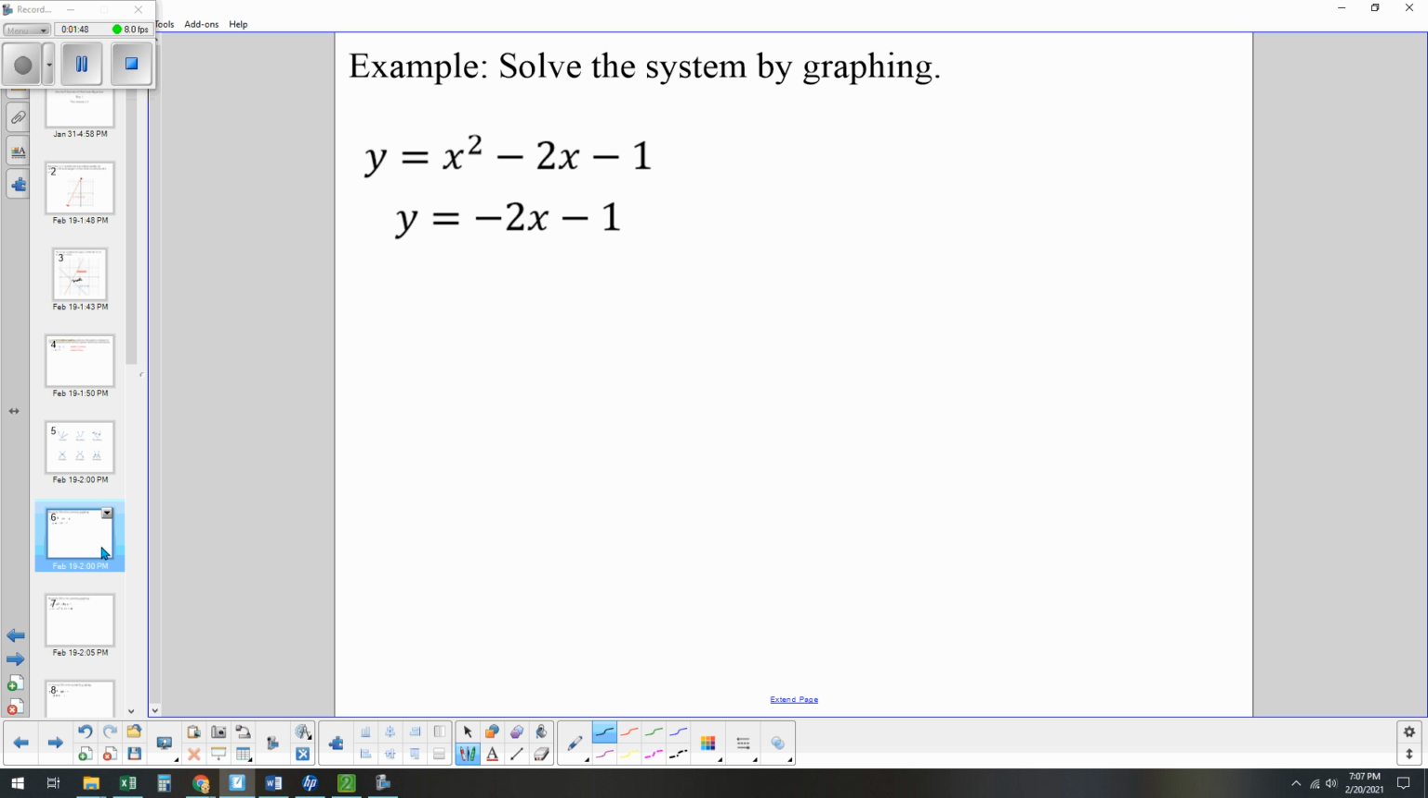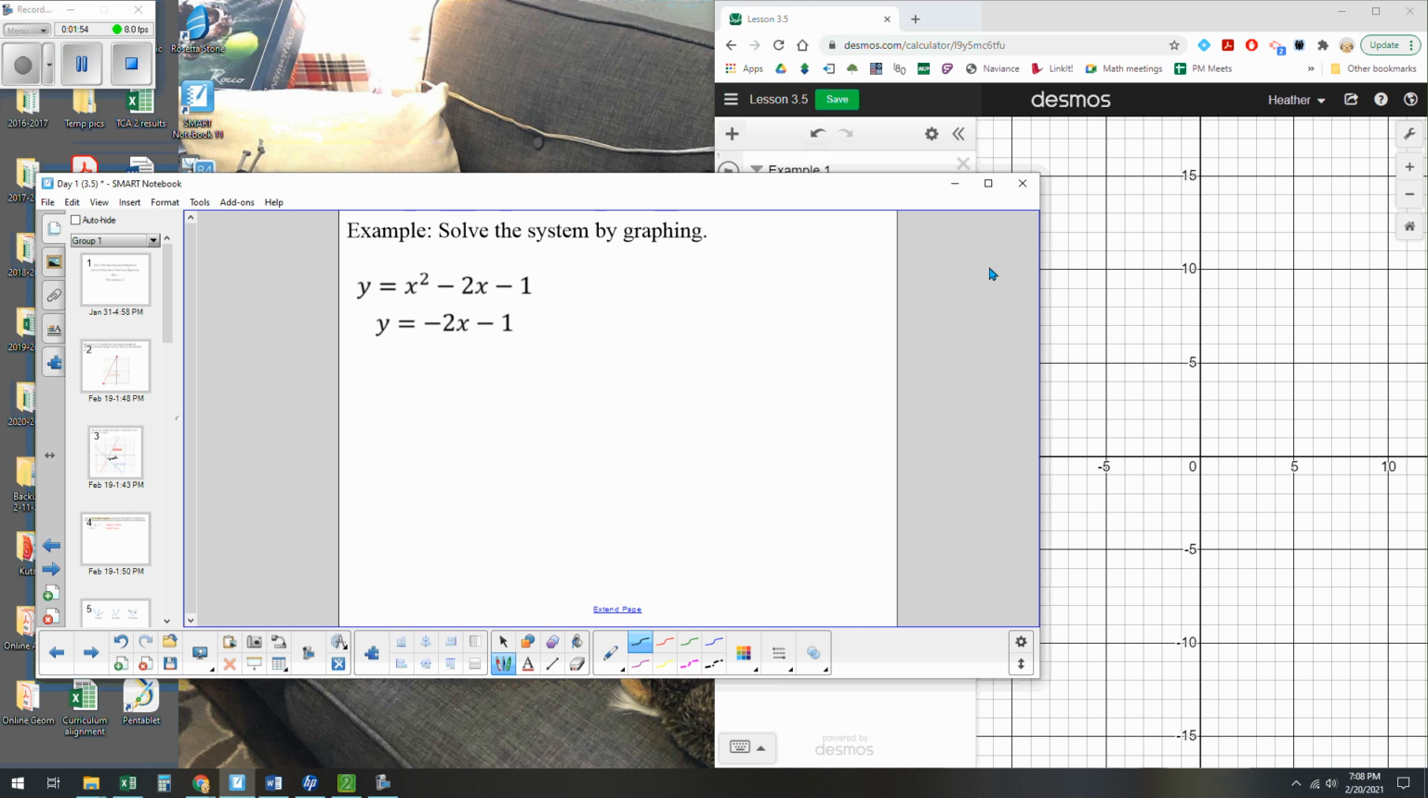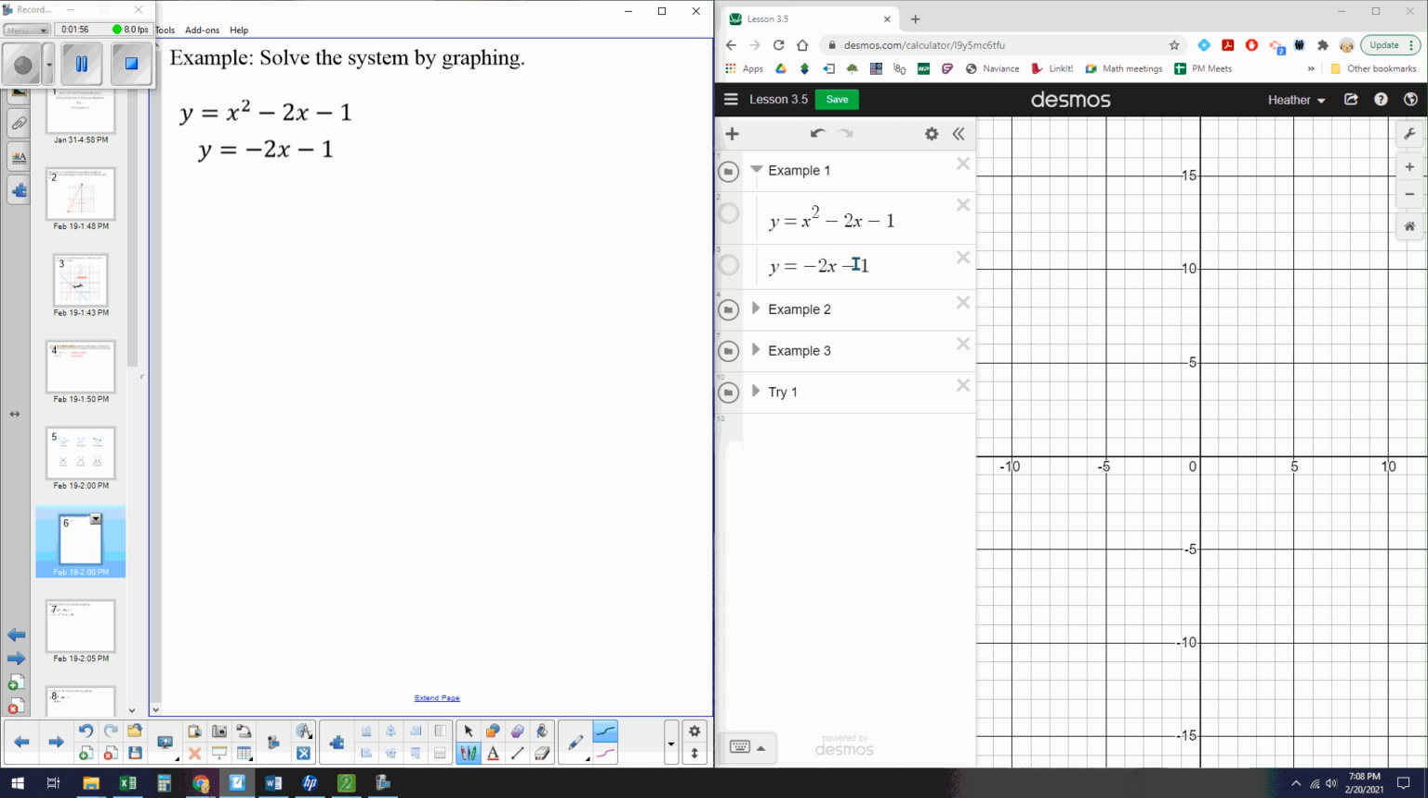So we're going to start with our solve the system by graphing. So I'm actually going to minimize this a bit. Let's get it over here. All right. So we have y equals x squared minus 2x minus 1. And y equals -2x minus 1. So if I were to go ahead and graph both of these, I see that they intersect.